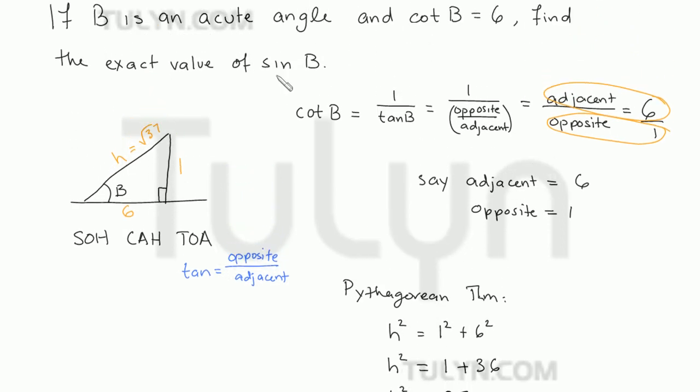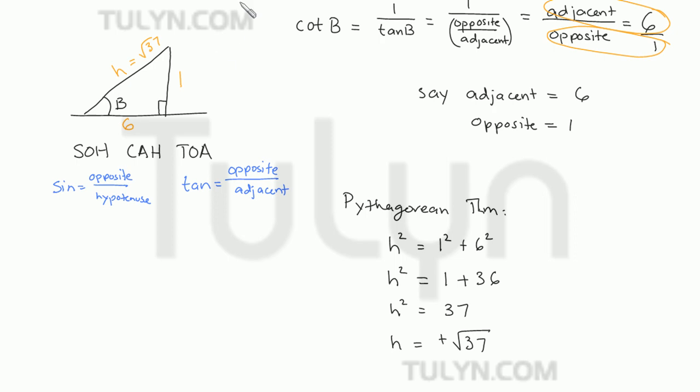And so now finally, since we want to find sine of B, well, what's sine of B? So sine of B is going to be opposite over hypotenuse. So writing down here under this triangle, sine of B is going to be the opposite side, which is just 1, over the hypotenuse, which is square root of 37. And since they want the exact value, then we don't plug this in our calculator and simplify. This is as good as it gets. So that's the value of sine B.